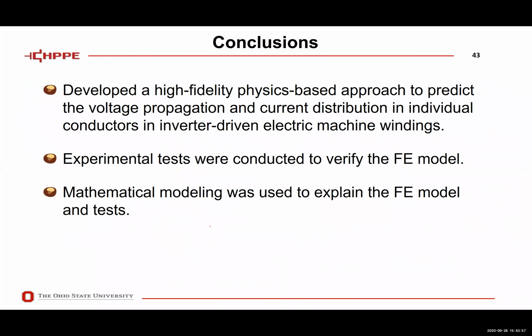Okay, so that's all the slides I have. In this work, we developed a high fidelity finite element model to predict the voltage propagation and also current distribution in individual conductors for inverter-driven windings. We did experimental tests to verify the finite element model. Also, we used a mathematical model to explain the finite element model and the test results we got.